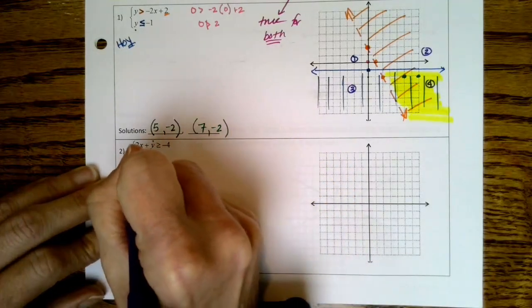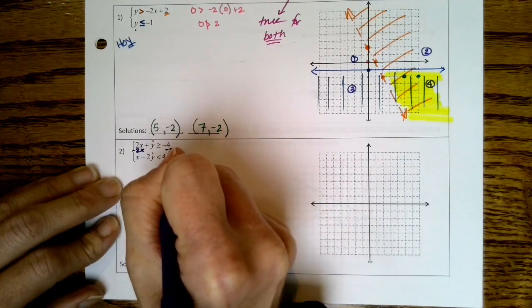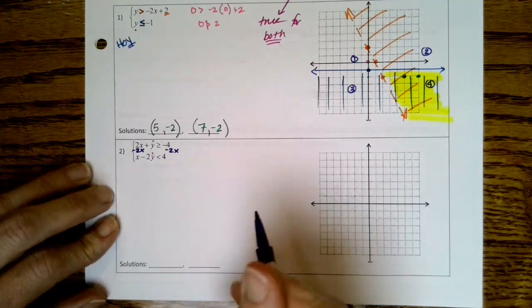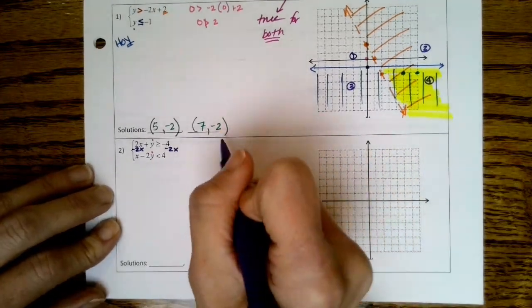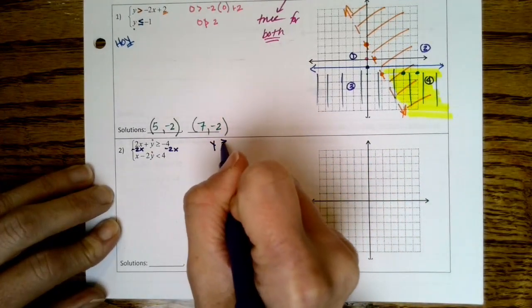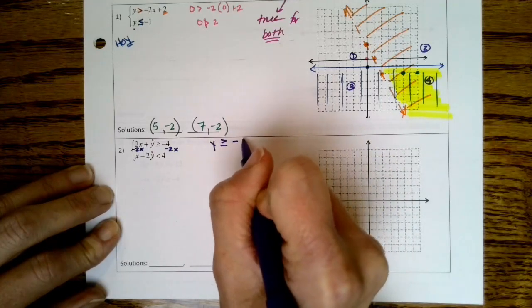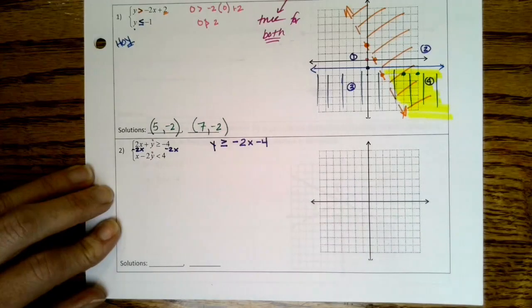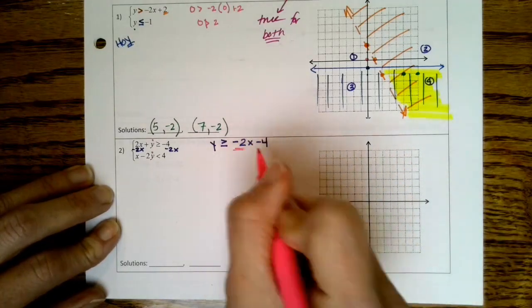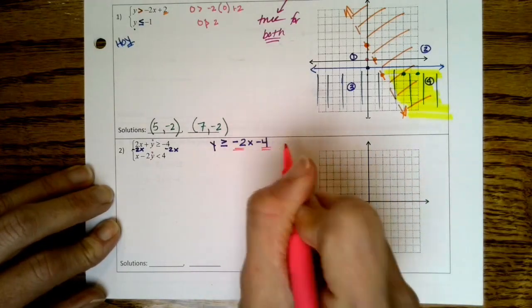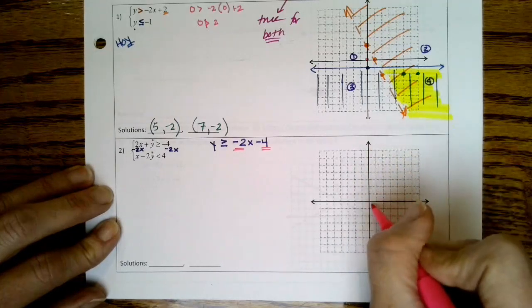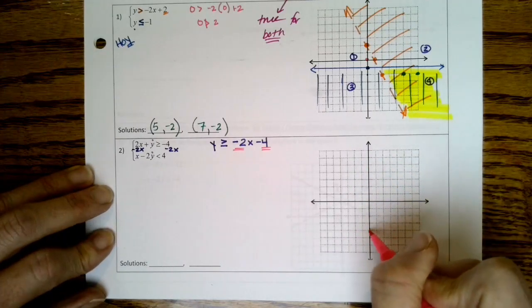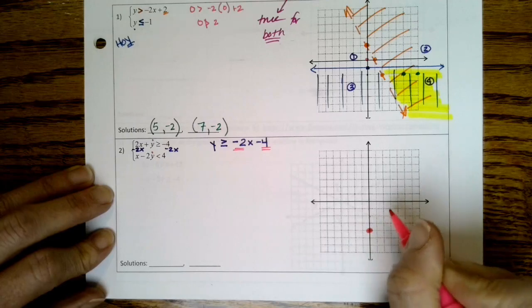So I'm going to subtract 2x from each side. And when I do that, I get all the values of y are greater than or equal to negative 2x minus 4. Once I solve for y, do you see this? Here's your slope. Do you see this? Here's your b. So I come down 4. 1, 2, 3, 4. That's my beginning, my b.